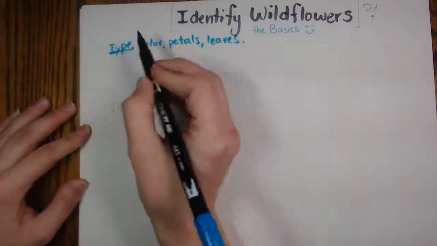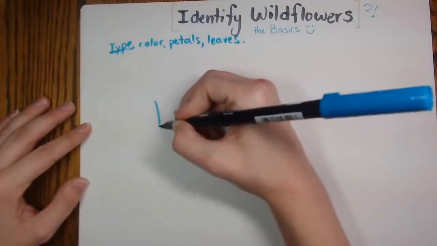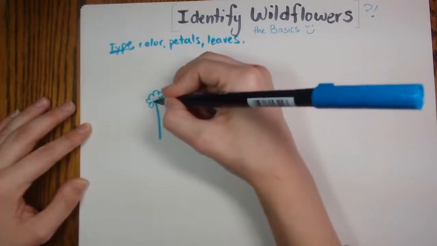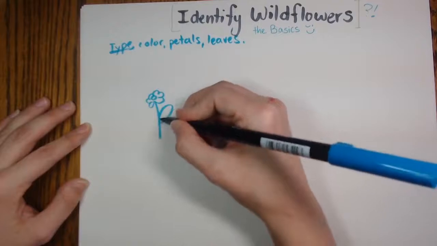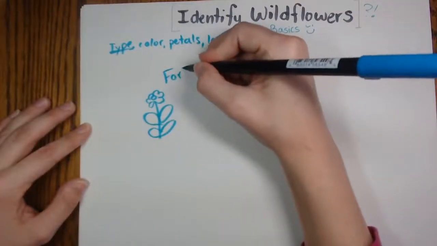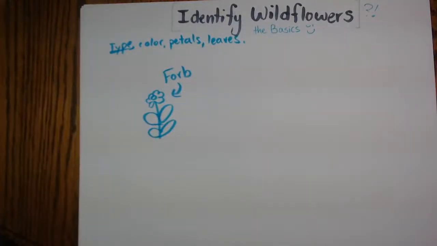Now, forbs are your standard, quote, wildflowers. They are not woody. They are not grasses. They're just flowers, herbaceous flowers. Now, you might also encounter flowers blooming on woody shrubs, trees, vines, cacti, and grasses.